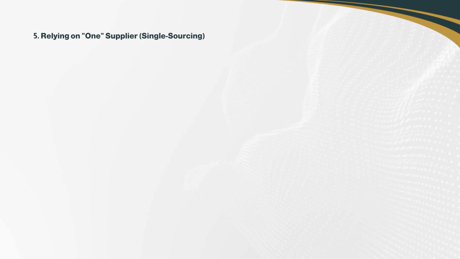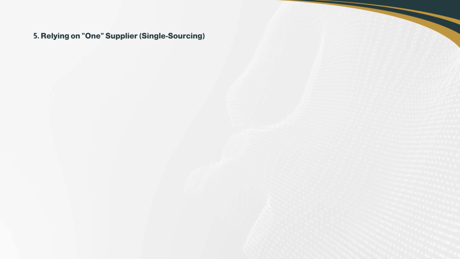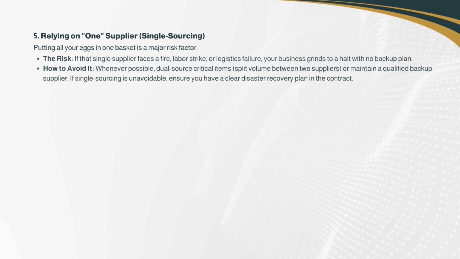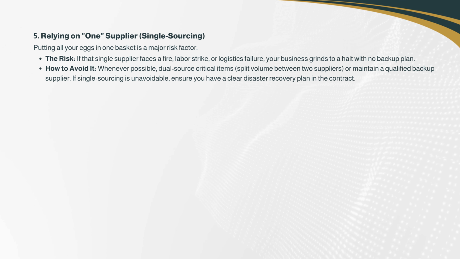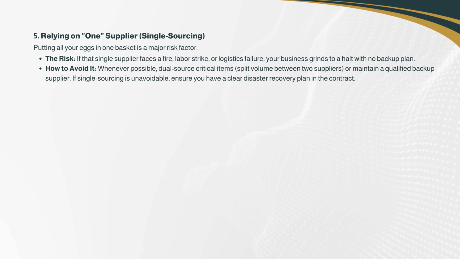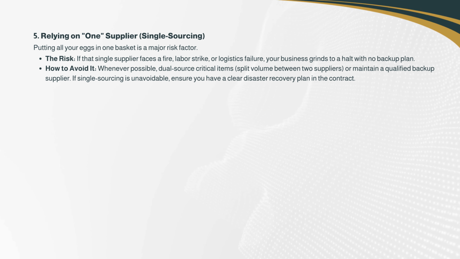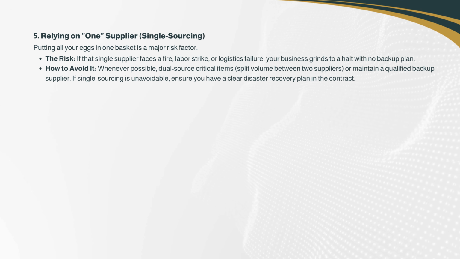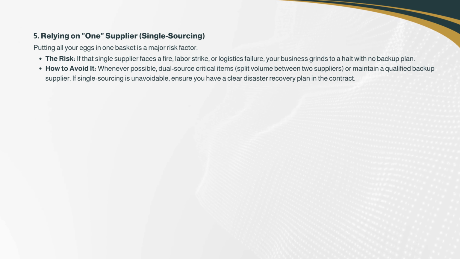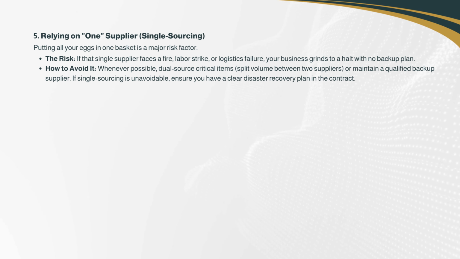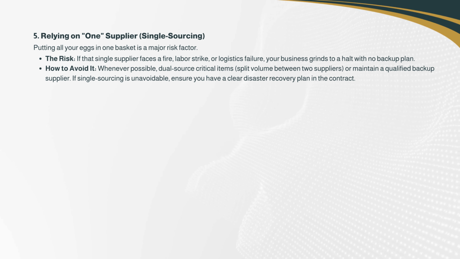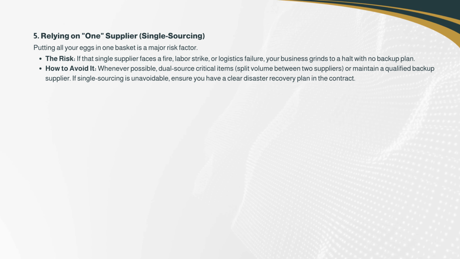5. Relying on one supplier, single sourcing. Putting all your eggs in one basket is a major risk factor. The risk: if that single supplier faces a fire, labor strike, or logistics failure, your business grinds to a halt with no backup plan. How to avoid it? Whenever possible, dual source critical items, split volume between 2 suppliers, or maintain a qualified backup supplier. If single sourcing is unavoidable, ensure you have a clear disaster recovery plan in the contract.